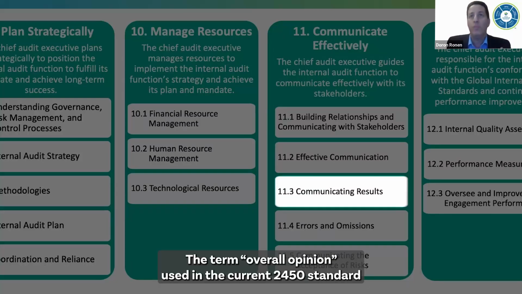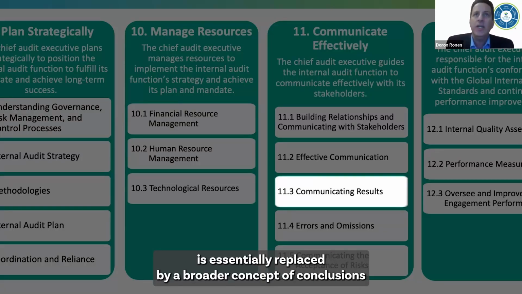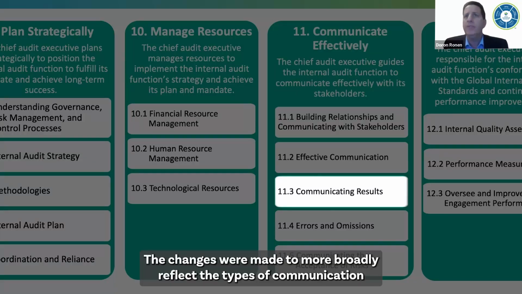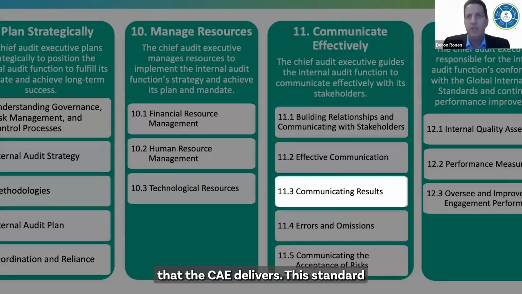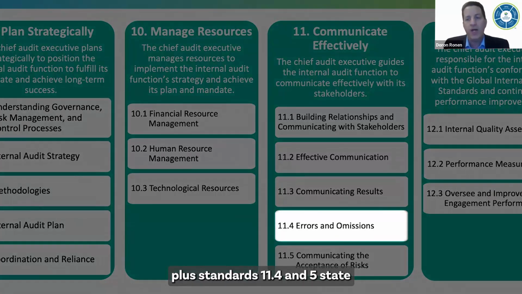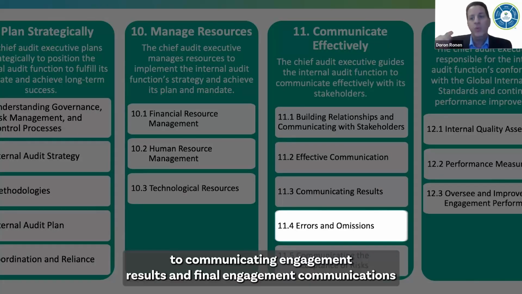The term overall opinion used in the current 2450 standard is essentially replaced by a broader concept of conclusions at the level of the business unit or organization. The changes were made to more broadly reflect the types of communication that the CAE delivers. This standard, plus standards 11.4 and 11.5, state the CAE's responsibilities related to communicating engagement results and final engagement communications.